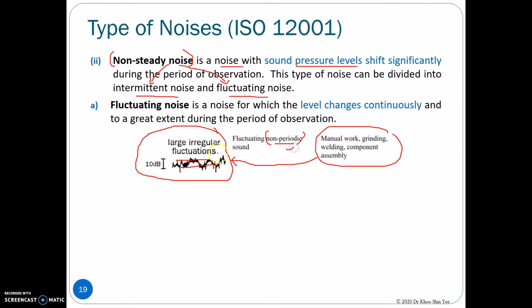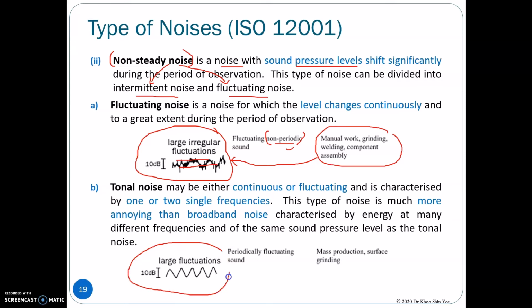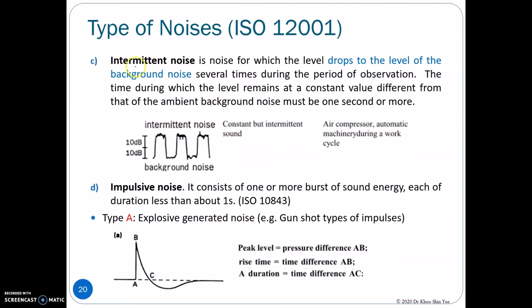For this type of noise, it consists of a lot of frequency components. In this case, we have a large fluctuation where the level changes over 10 dB. If we examine the noise, we find that it is a periodic sound. Therefore, this type of sound consists of one or two single frequencies only, and we can call it tonal noise. In practice, tonal noise is more annoying than broadband noise, so we should avoid this.